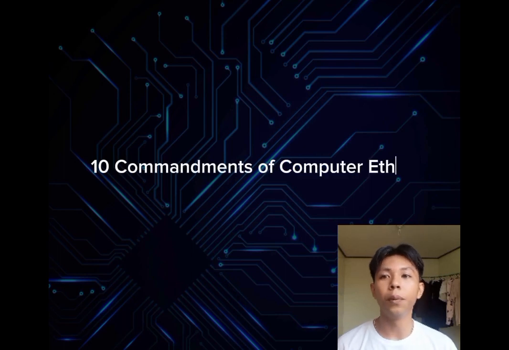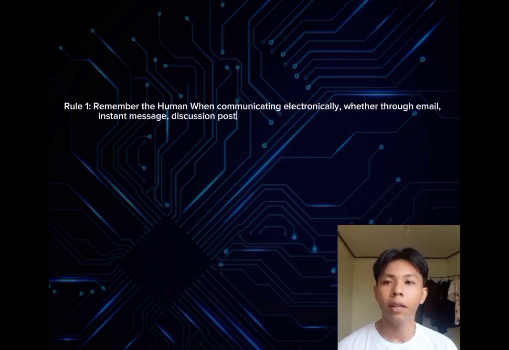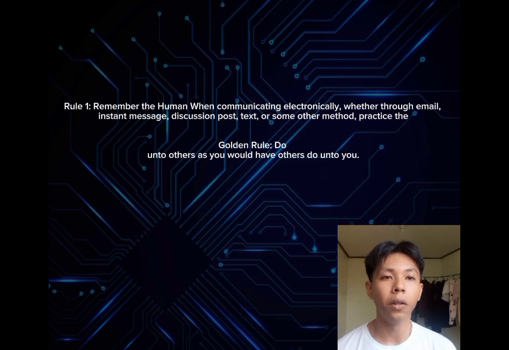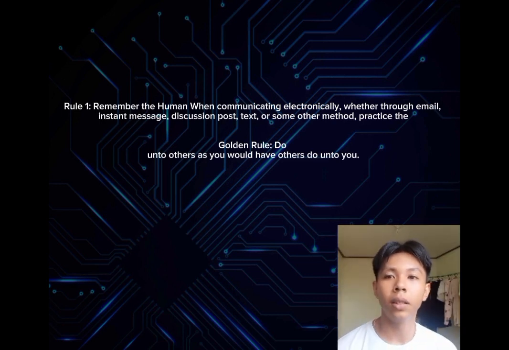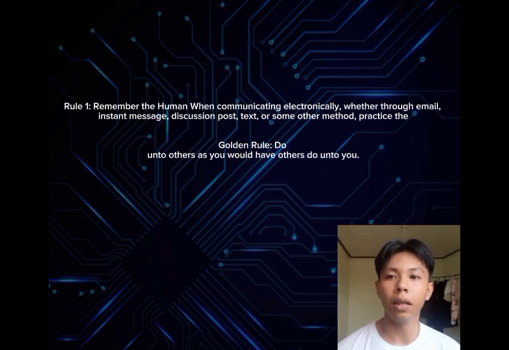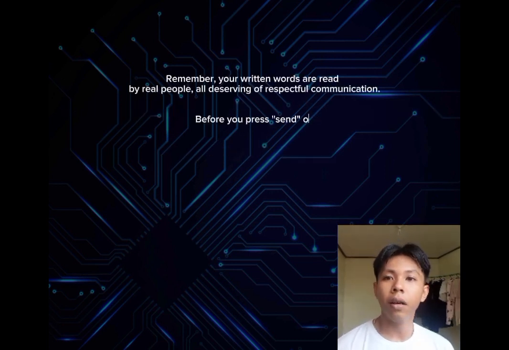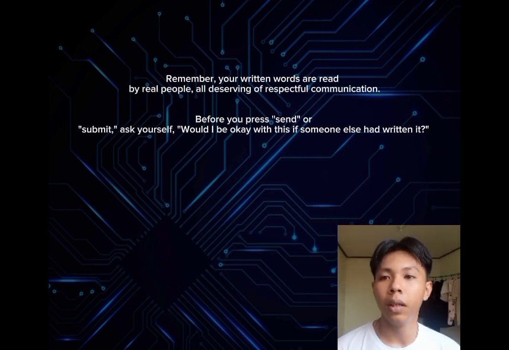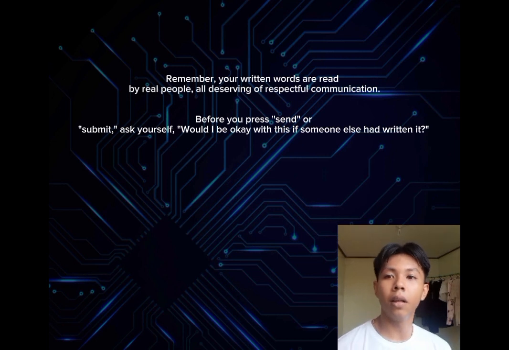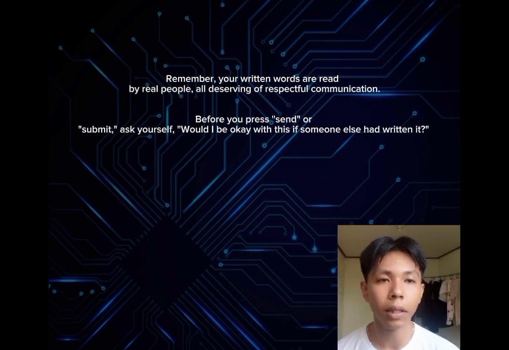The 10 Commandments on computer ethics. Rule number 1: Remember the human. When communicating electronically, whether through email, instant message, discussion post, text, or some other method, practice the golden rule: do unto others as you would have others do unto you. Remember, your written words are read by real people, all deserving of respectful communication. Before you press send or submit, ask yourself, would I be okay with this if someone had written it to me?